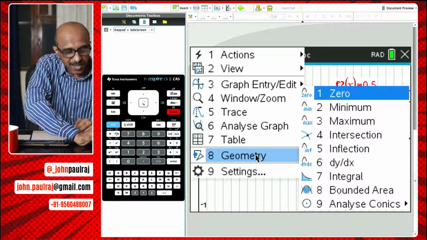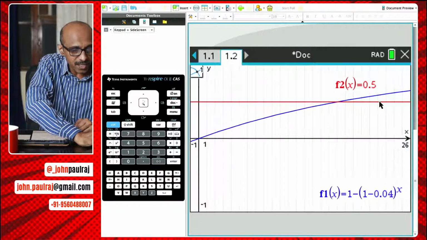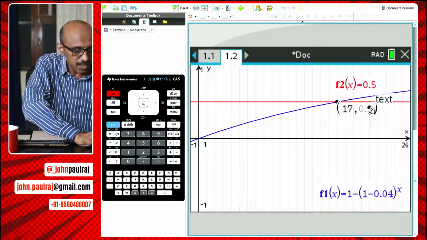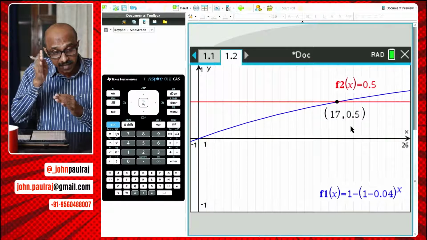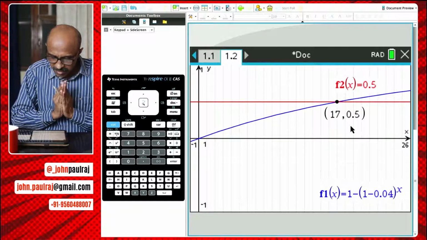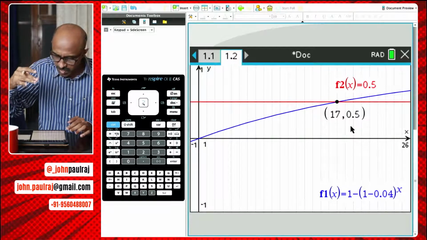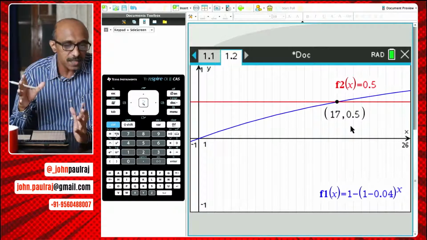You can even do the analyze graph. I like the geometry one. If you have more than one point of intersection, it just helps with this geometry option. Once we've done that, you can see clearly that the point of intersection is 17 and 0.5. So 17 is the number of years, right? It'll take 17 years, and only after 17 years will it become greater than 50%.